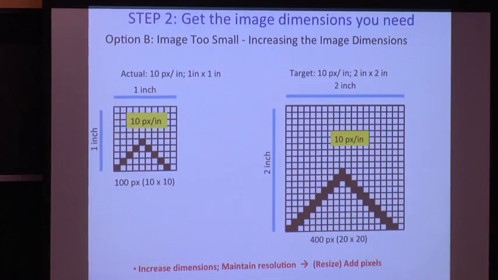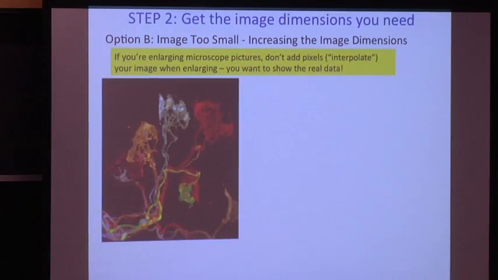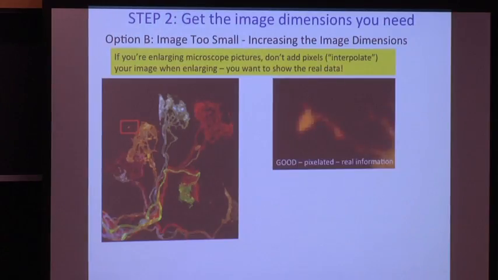So when you're showing scientific images, you do not want to interpolate your images when you blow them up, even though you may want to blow them up. And I'm just going to show an example. So when you're enlarging microscope pictures, don't add pixels. If you do, this is what you get. We're going to take this little bitty protrusion here on this synapse and blow it up. You can see that this is good. This is the real information where it shows you the value of those pixels.